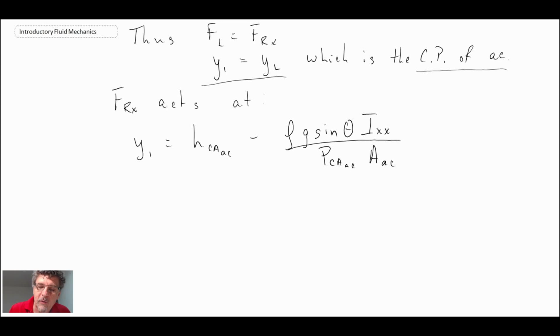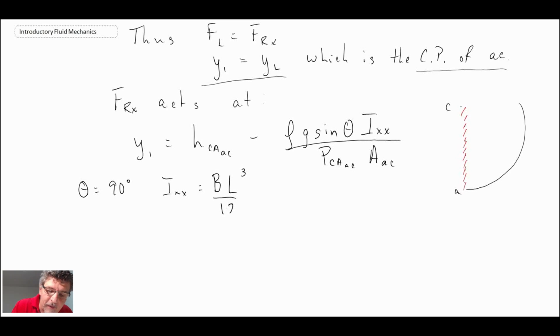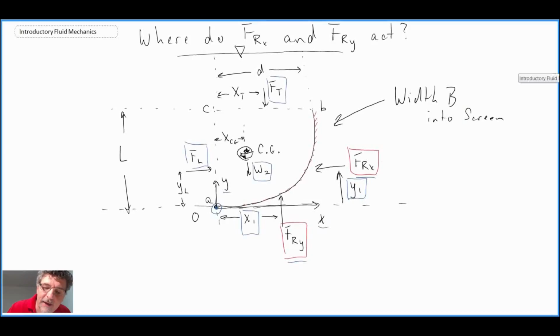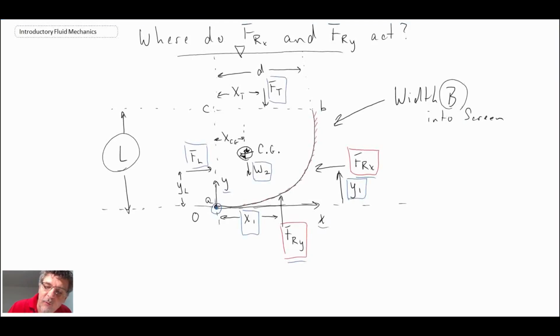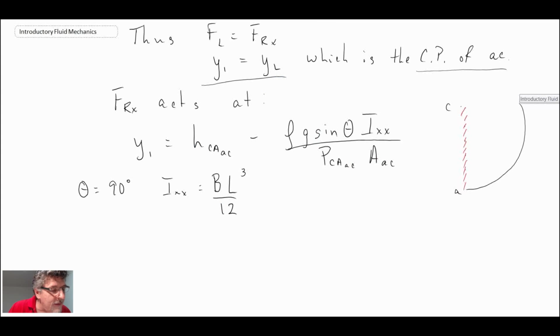Now we can go in and determine Ixx, theta, and AAC. AAC, if you recall, is this surface here. We have A to C. So what we're talking about is this surface right here. So let's look at the values. Theta for that is equal to 90 degrees. Ixx is BL cubed divided by 12, using the dimensions that we have from our schematic. We have L being that dimension. We set its width B into the screen. And finally, the area of AC is just B, the width into the screen, times L, which was the height. So we have those.